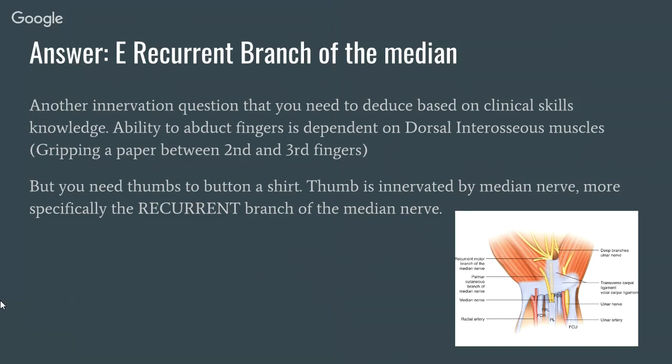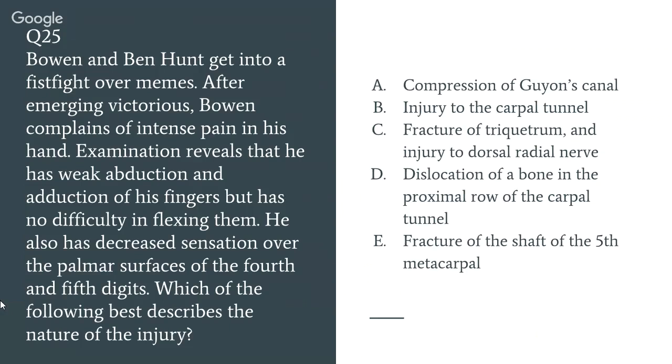When it comes to clinical skills knowledge, you have to be able to relate the two once again. The ability to abduct your fingers is pretty much dependent on your dorsal interossei muscles. So gripping a paper between second and third is talking about those. But you also need a thumb to button the shirt. And your thumb is specifically innervated by the recurrent branch of the median nerve. Any questions, guys? No? All right, we'll move on.